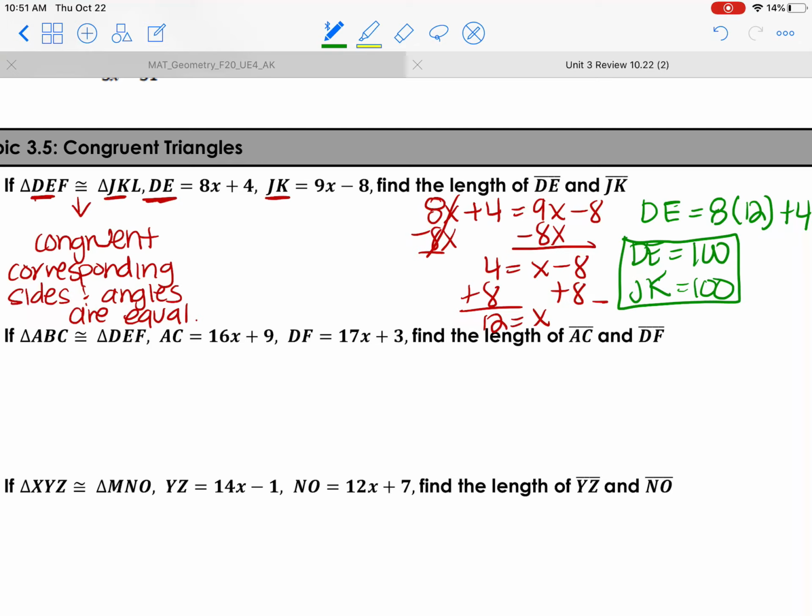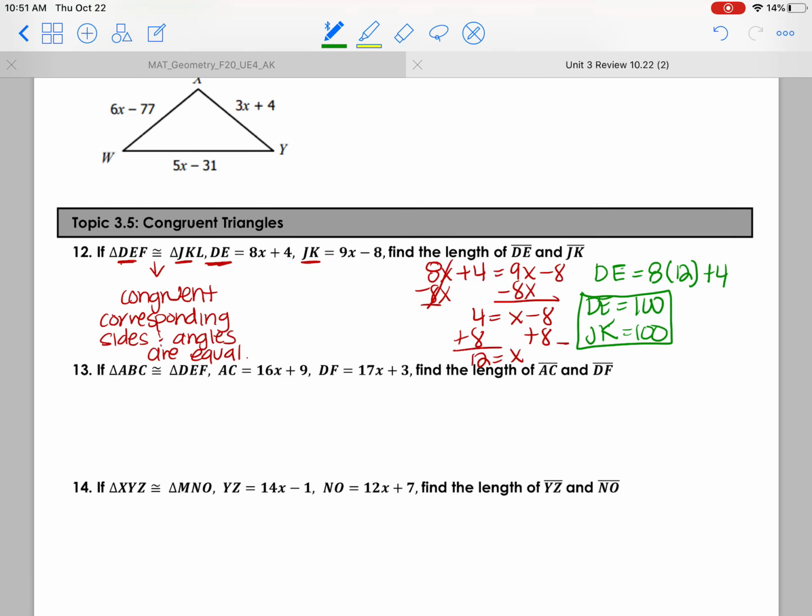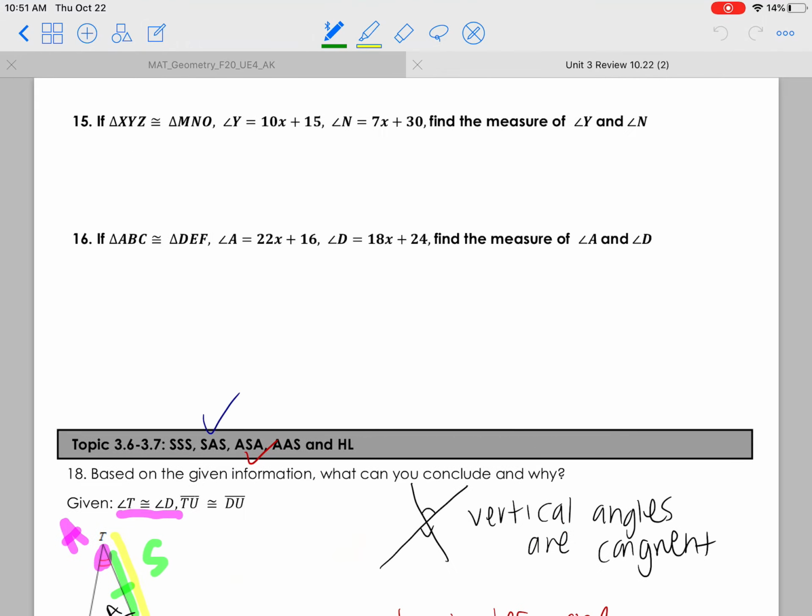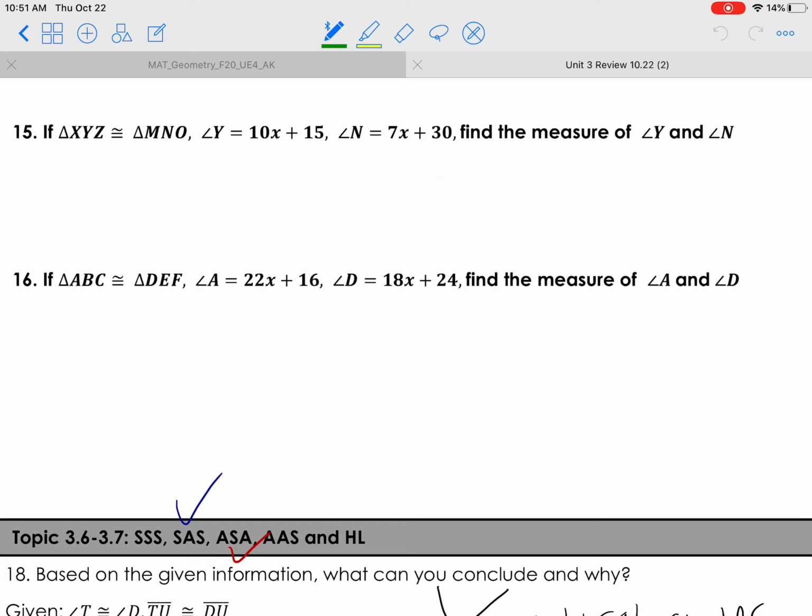Okay, so we do that for congruent triangles when we are given two sides, and if they land on the same order in the congruency statement, we set them equal to each other because they're corresponding congruent sides. But we do exactly the same thing for the angles. Okay, so looking at problem 15, now we're dealing with angles, right?